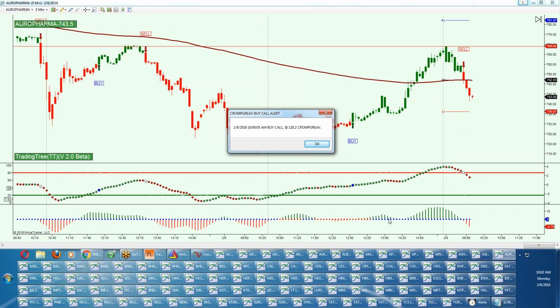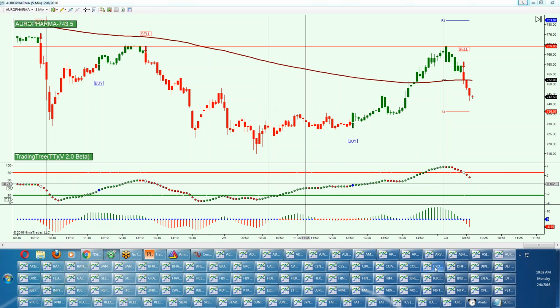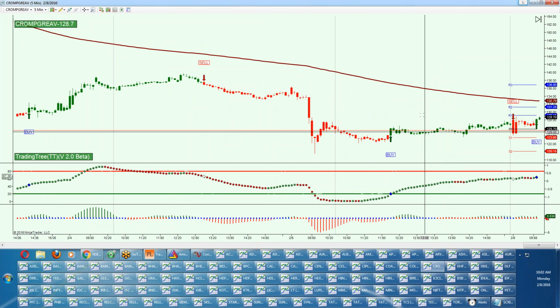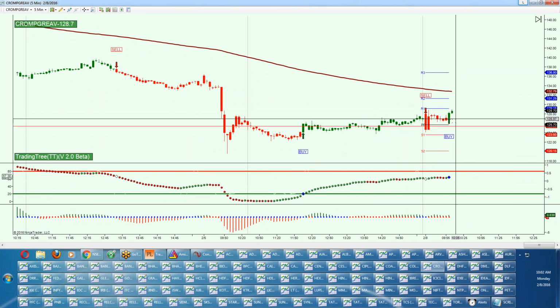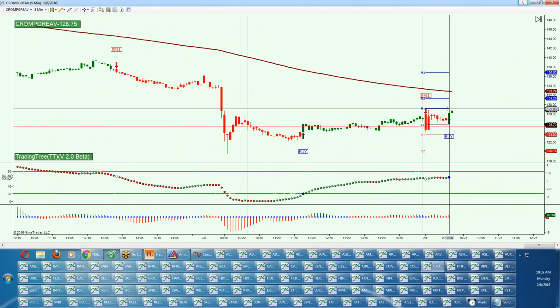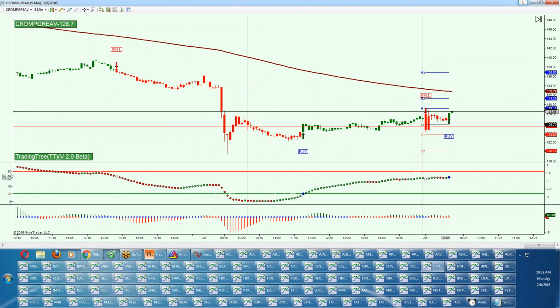We have a buy in Crompton. So this sell has not triggered. Now we have this buy. We can buy above this R1 level, that is 129.10. So that will be a buying price for Crompton.